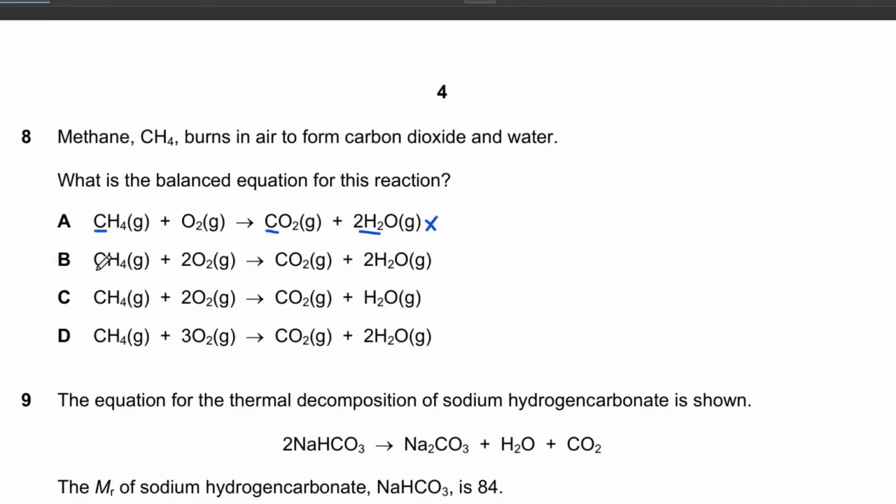Let's look at B. 1 carbon here, 1 carbon, 4 hydrogen, 4 hydrogens, 4 oxygen. 2 times 2, 4. Then 4 oxygen also here, 2 oxygen here, 2 oxygen here, making 4. So this equation is balanced. That means our answer is B. So you can confirm from C and D to make sure your answer is correct. Look at here, we have how many carbon? 1 carbon, 1 carbon. Hydrogen is 4 here, but hydrogen is 2 here. So wrong. 1 carbon, 1 carbon. Hydrogen is 4, hydrogen is 4. Oxygen is 6. 3 times 2 is 6. While meanwhile here we have 2 plus 2, which is 4. So definitely our answer is B.